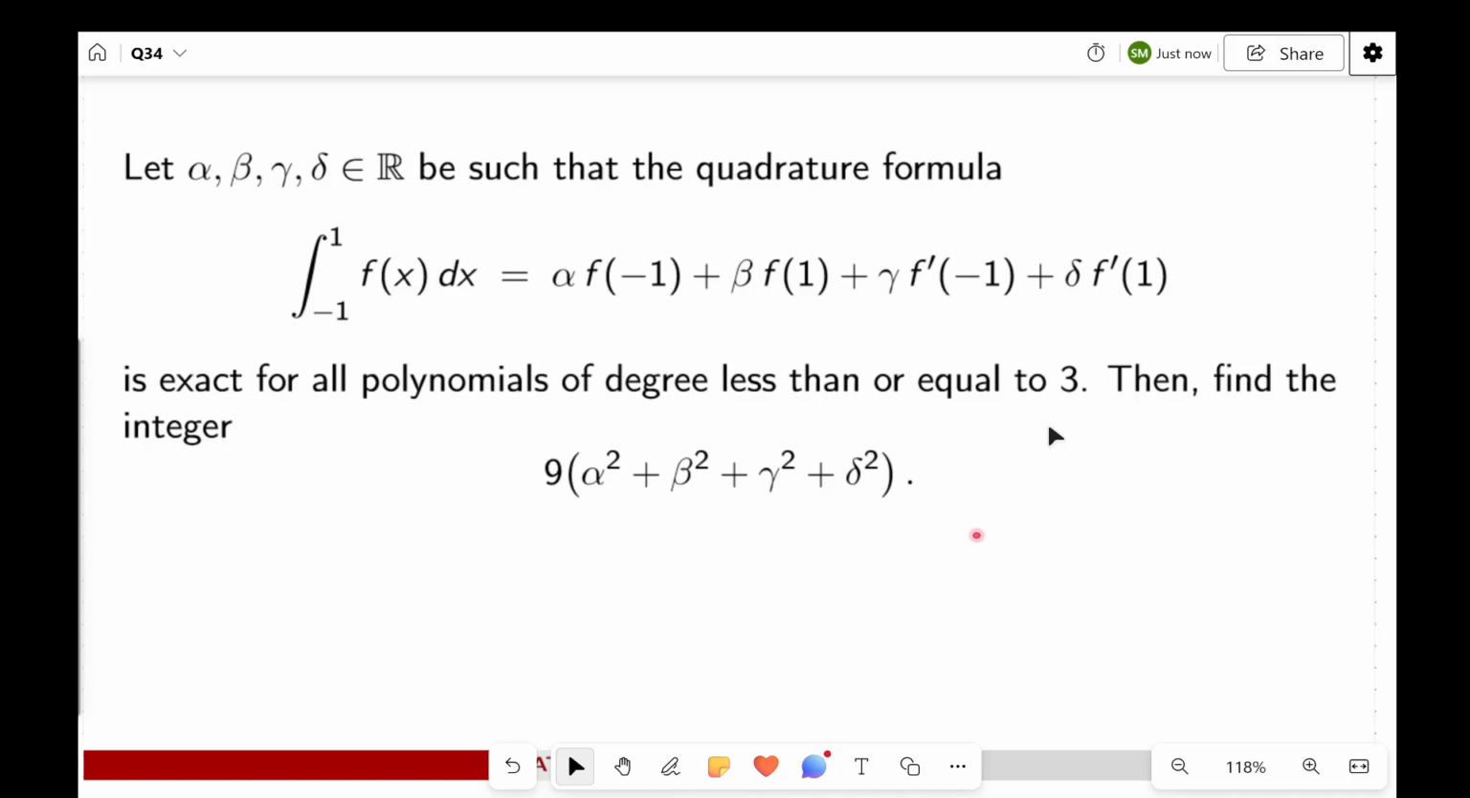Firstly, observe one thing: it is written that this equation is exact for all polynomials of degree less than or equal to 3. That means if we consider any polynomial of degree less than or equal to 3, then the equation is satisfied. This is the only crucial thing which we are going to use. So that is the question.